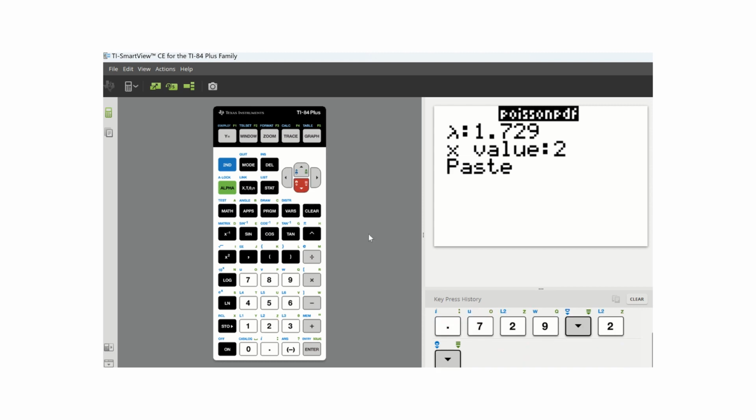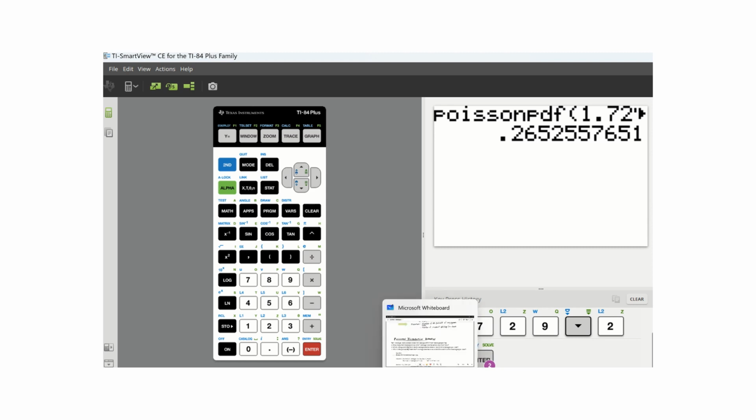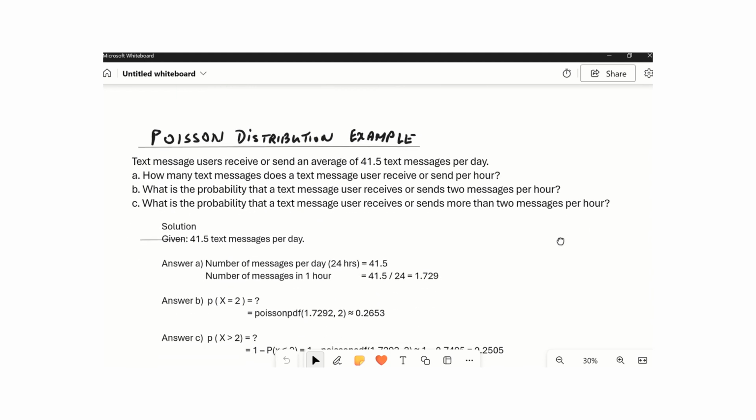Calculate using Paste, hit enter. So come down, highlight Paste, hit enter, and it'll bring you to the main screen. Paste the problem to the main screen, hit enter again, and it will give you the result. The answer is 0.2653 to 4 decimal places. So with the number of messages being 2, the probability is 26.53%, or 0.2653.